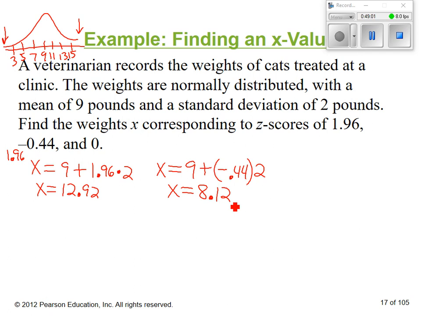And then, what about if our z-score is 0? Then what's our cat's weight? 9 pounds. We don't even have to do the math. It should work out that it's 9 plus 0 times 2. 0 times 2 is 0, plus 9 is just 9 pounds.